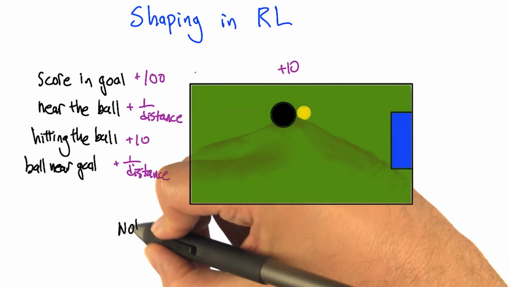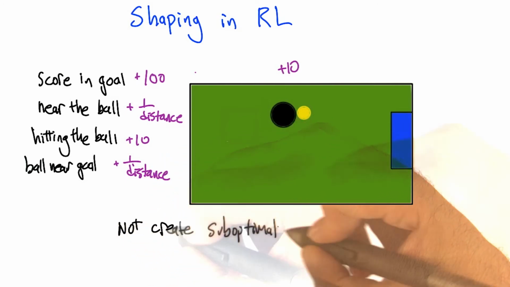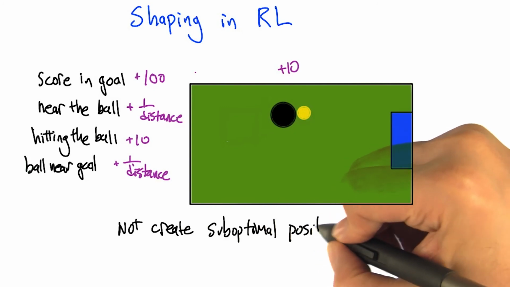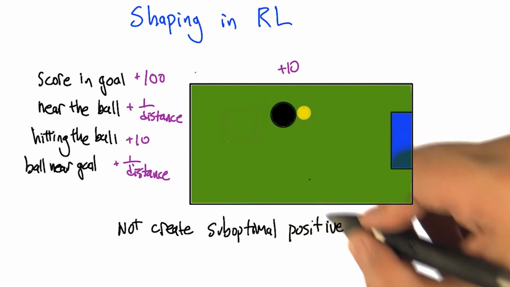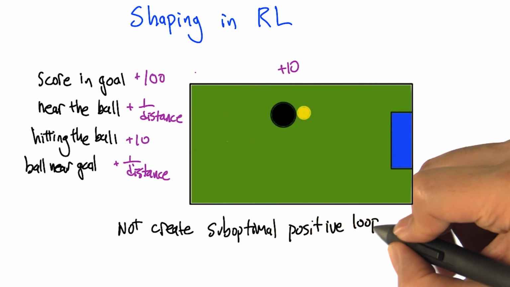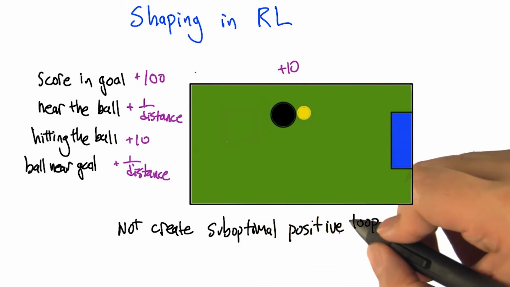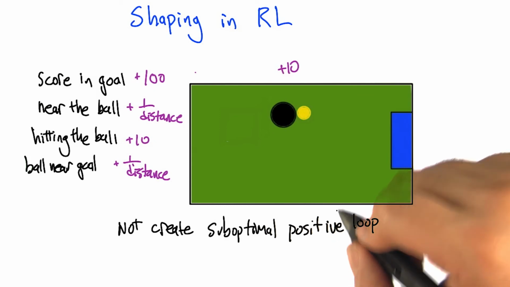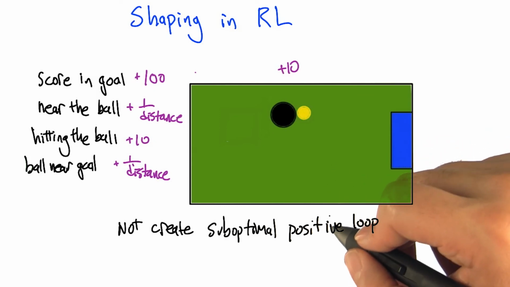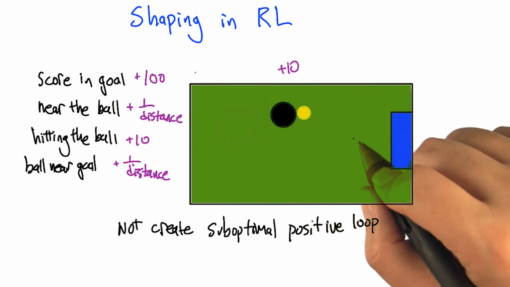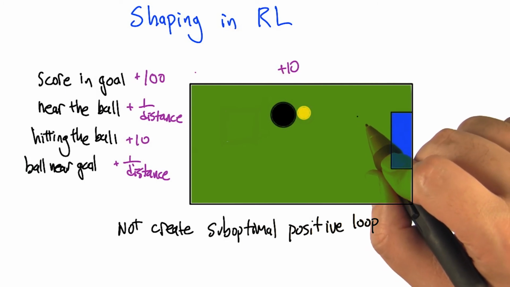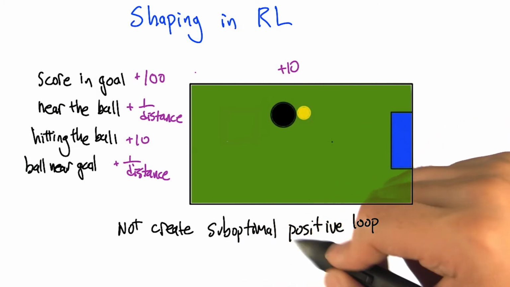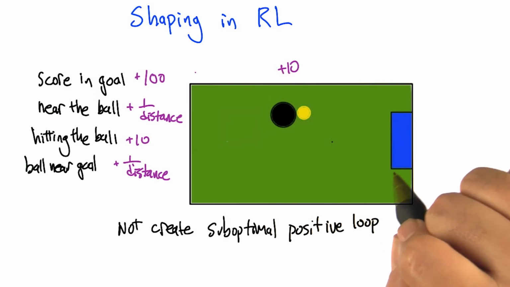A suboptimal positive loop, because a suboptimal positive loop is actually going to cause the spurious behavior to happen, right? If there's a way that you can do a sequence of actions and generate profit where there really shouldn't have been in the environment, then it's distracting, right? The agent is going to end up doing things that you didn't want it to do. So we have to avoid creating these suboptimal positive loops.